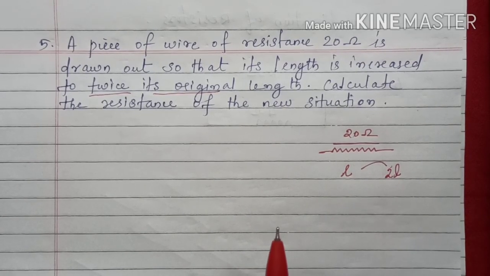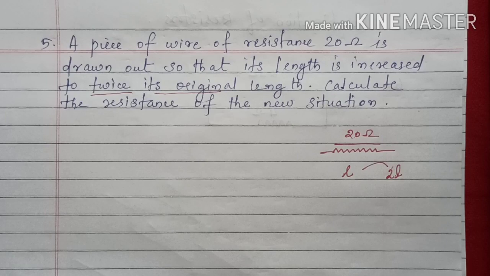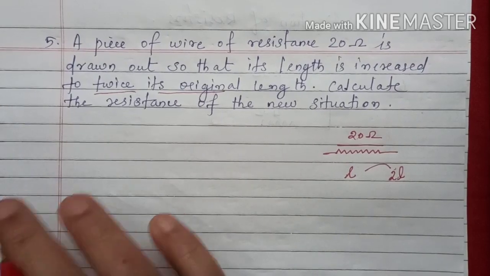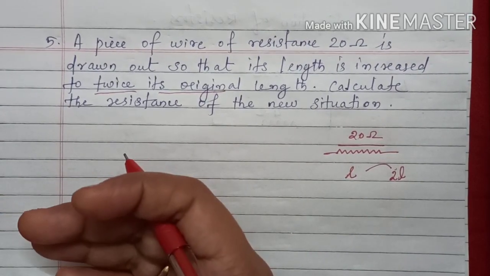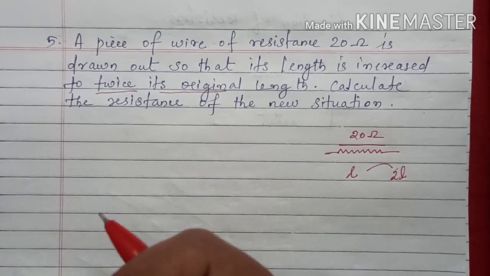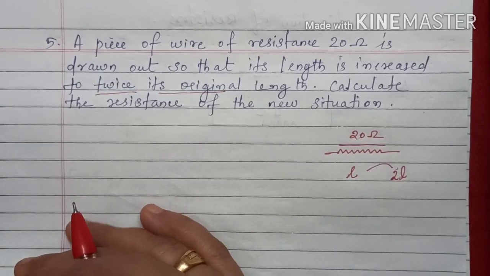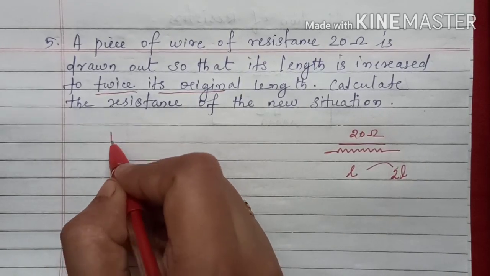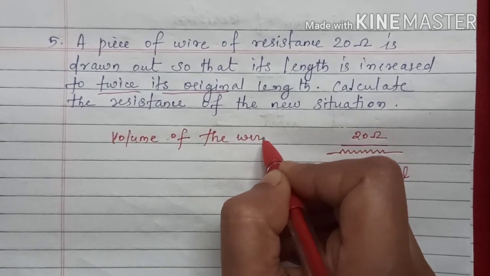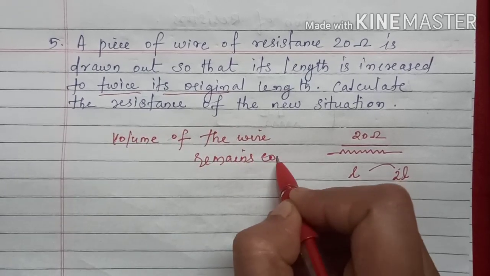So only after finding the area can you proceed to the further calculations. Clear? For that, we are assuming that the volume remains constant. Even though we are changing the length, surely the area will change. We want to find how the area changes, whether it increases or decreases. So for that we are assuming that the volume of the wire remains constant. This is the assumption here.